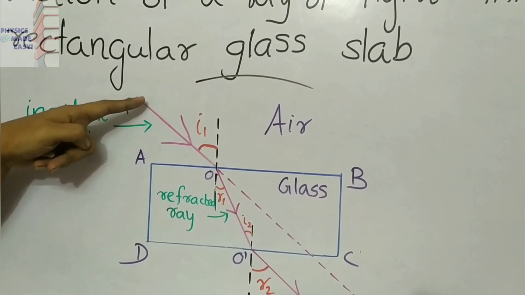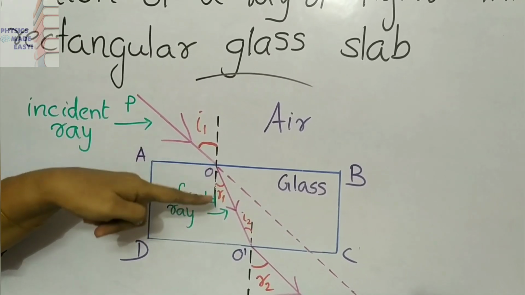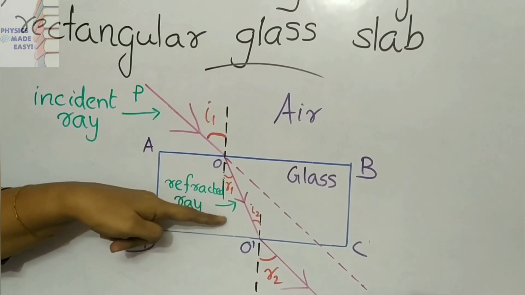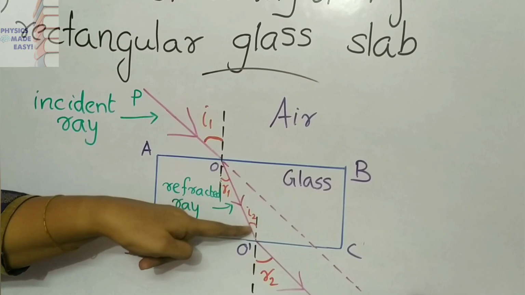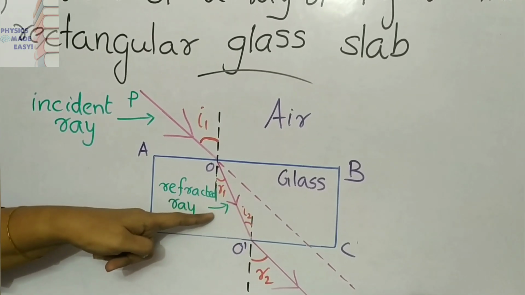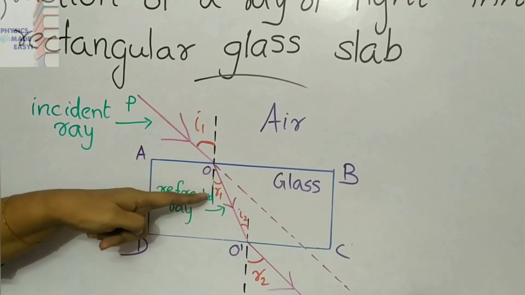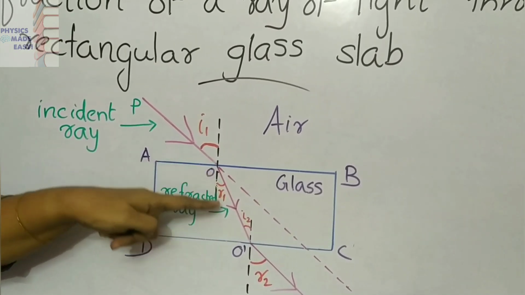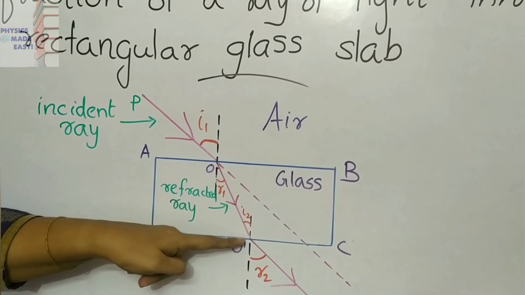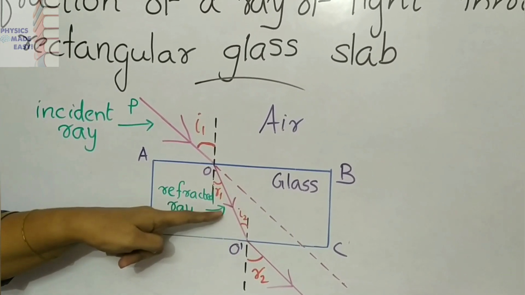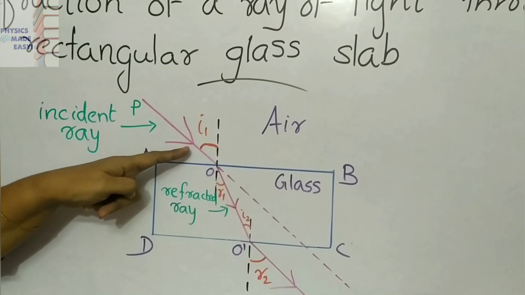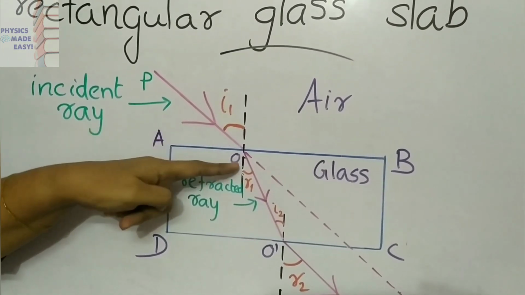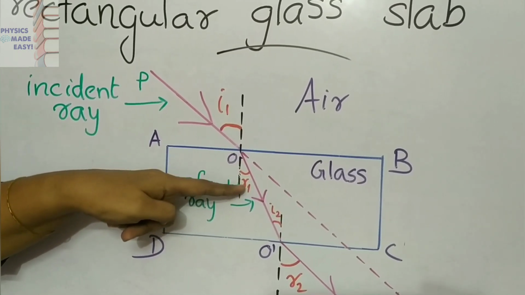You know, now the ray is entering into a denser medium from a rarer medium. So here you can see the refracted ray is bending towards the normal. You can see a black dotted line at this point of incidence. That is the normal here. So this ray O and O dash, you can see here, O dash is the refracted ray. Then you can see angles also. Here I1 is the angle of incidence and R1 is the angle of refraction.